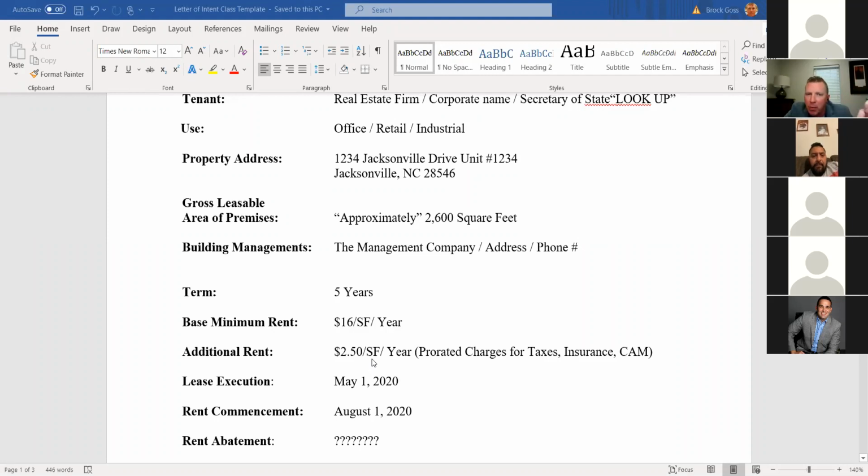The reason they separate it is because this dollar amount could be adjusted annually. The base minimum rent is something that stays the same. The additional rent for TICAM, the abbreviation for taxes, insurance, and common area maintenance, can be adjusted annually. So that's why they separate them. All the money goes into the same place, but they separate them so that they can account for them differently.